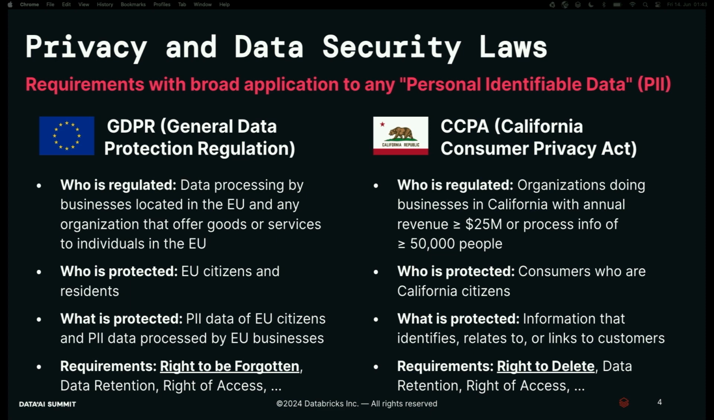Now, when it comes to CCPA, it's the California Consumer Privacy Act. And it's very similar to GDPR, but it protects citizens of California. And it only applies to bigger businesses. So you need to have at least 50,000 people and a certain amount of revenue.